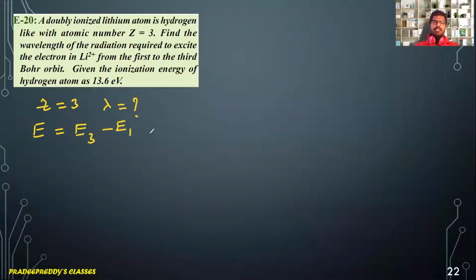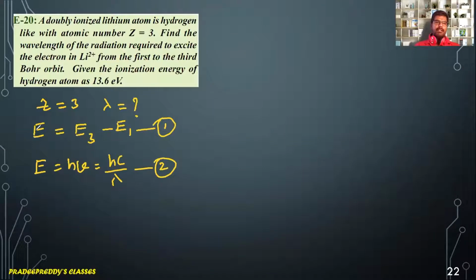From there, you should just substitute E is equal to h nu, which is equal to hc by lambda. This is equation number 1. This is equation number 2. From here, you will get wavelength lambda. So first find this energy E.